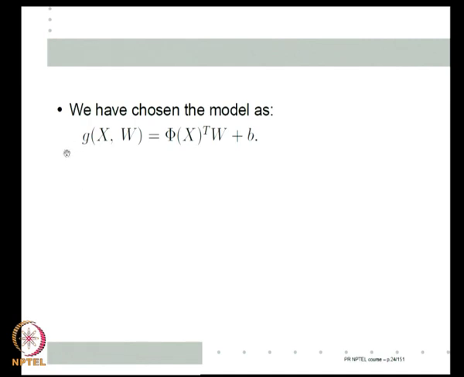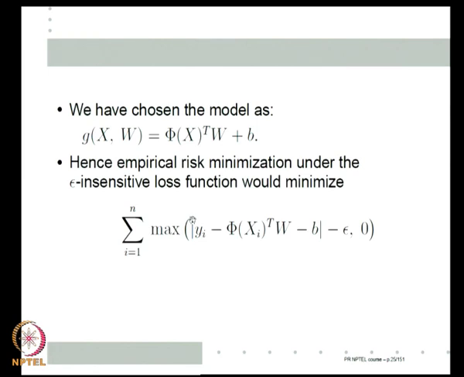This is my model g of x comma w, phi of x transpose w plus b. Once again, w and b both are included in this w on the left hand side. Essentially, I have to learn w and b by minimizing the empirical risk. So, my empirical risk is, for each example x I, y I, my prediction is phi of x I transpose w plus b, and the true value is y I. I take the absolute value of the difference between them minus epsilon. If that quantity is greater than 0, that is the loss. If that quantity is less than 0, the loss is 0. So, this is my empirical risk.